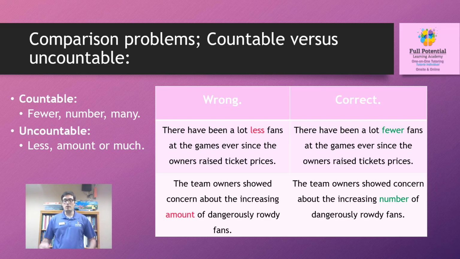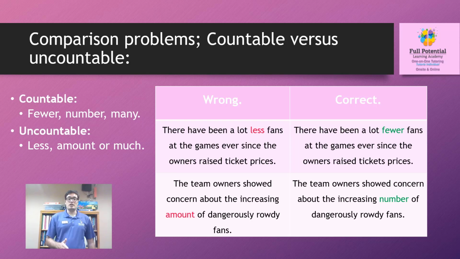Comparisons have a very select word choice when it comes to countable versus uncountable subjects. To be specific, when you're comparing countable subjects, such as physical objects, you need to use the words fewer, number, and many. For uncountable objects that are intangible things or ideas, you should use the words less, amount, or much. And we can see this in action with the examples to the right.